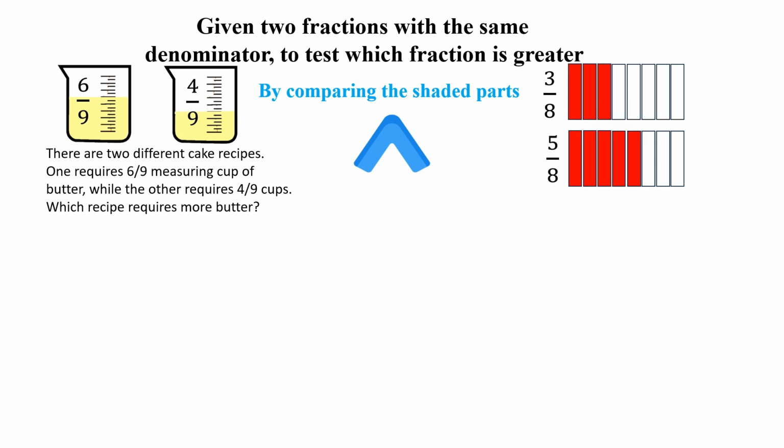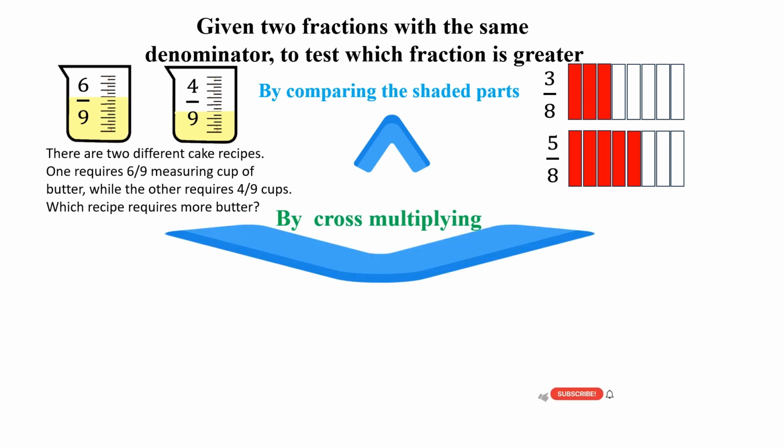Second example, 3 by 8 and 5 by 8. 3 parts are shaded red and here 5 parts. So just by visualizing, you can say which is greater. But here again, let's use the rule of cross multiplying. Take both 6 by 9 and 4 by 9. As before, cross multiply and you get here 54 and 36 and you know that 54 is greater than 36.